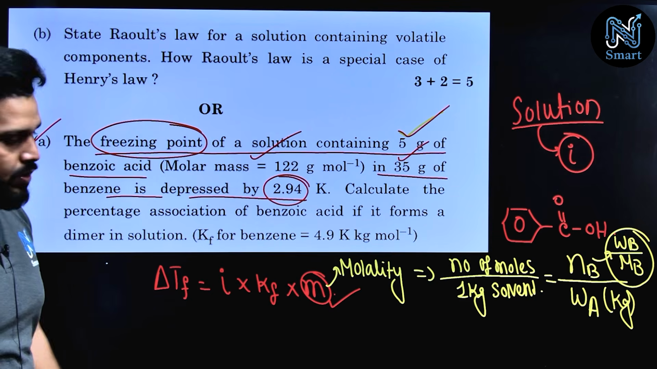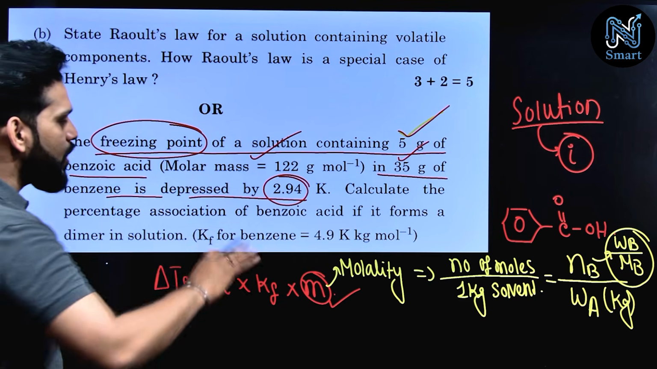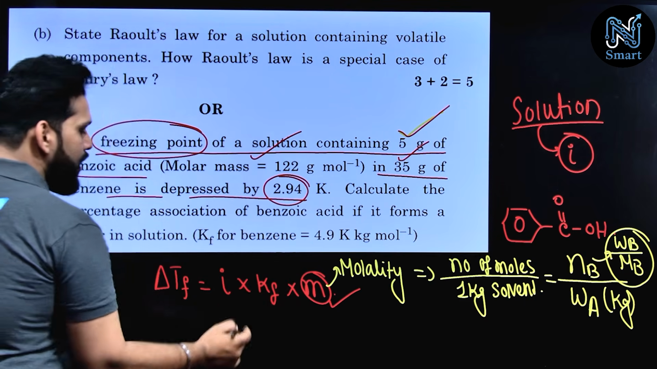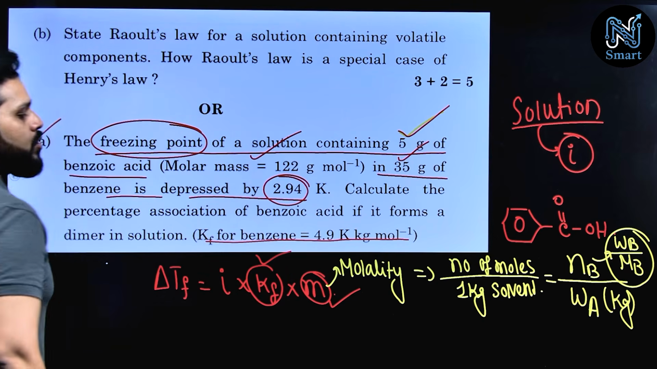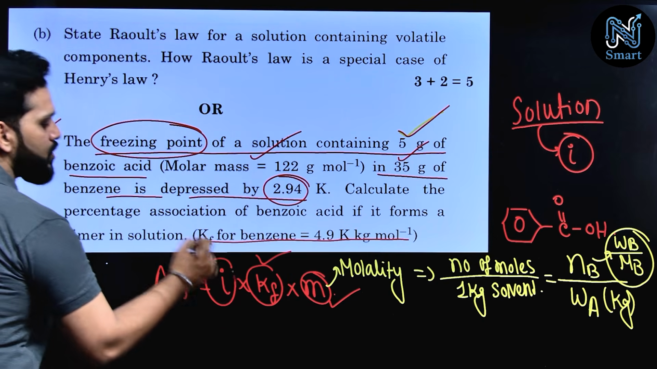You can easily find out. Can you just quickly find out the molality from here? See, the Kf value is also given in this question. So that is also given. So what is not given? The i value is not given only.